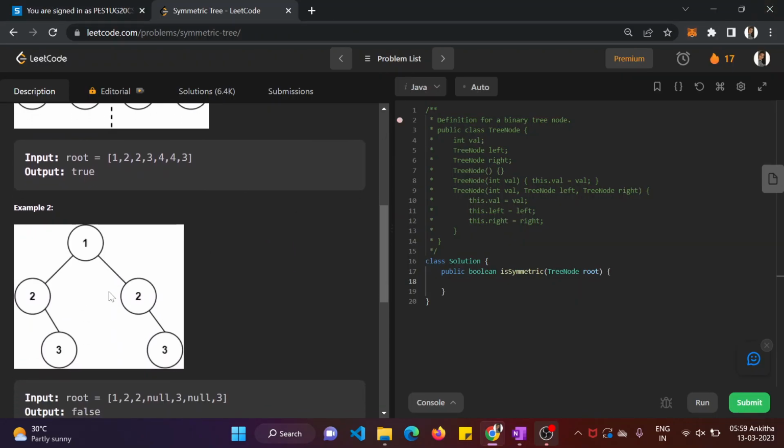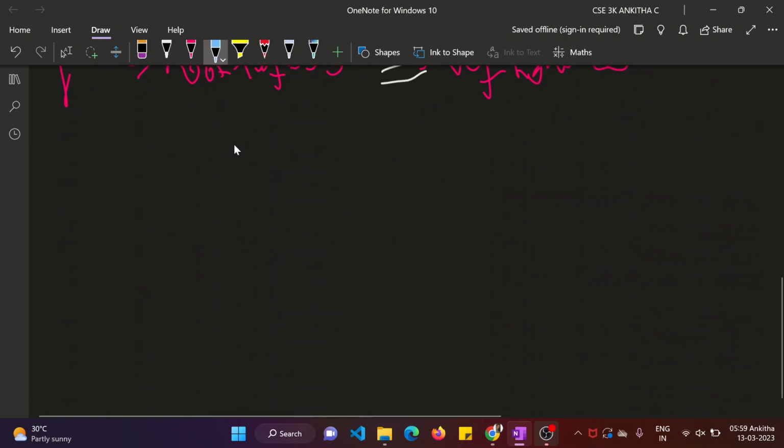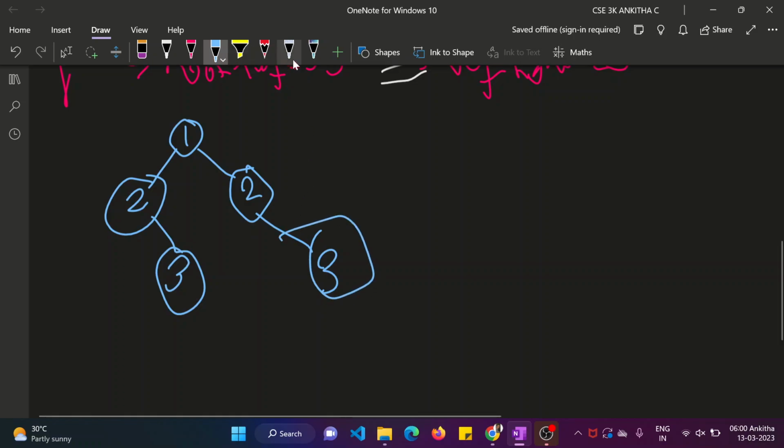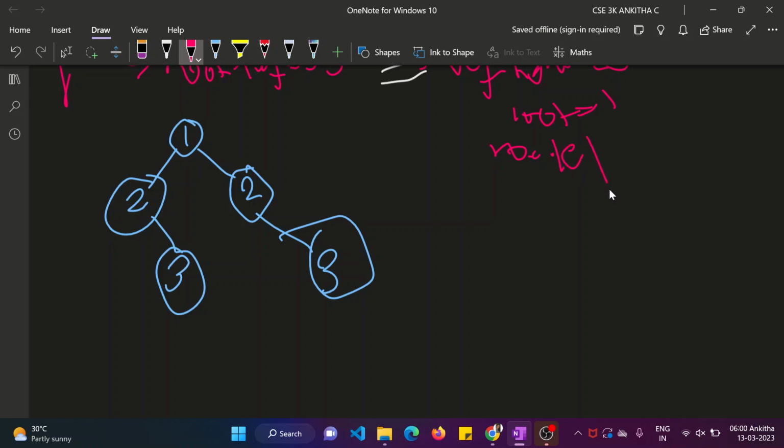Let's take a contradictory example now. So 1, then comes in 2, 2, 3, and 3. If you look into this example, let's start with the root node equal to 1 now. Root equal to 1. So root dot left, if this is the root, root dot left is 2, then root dot right, even that is also 2.